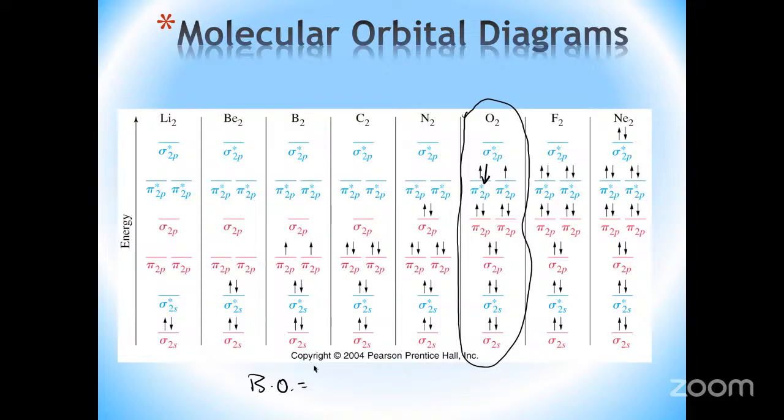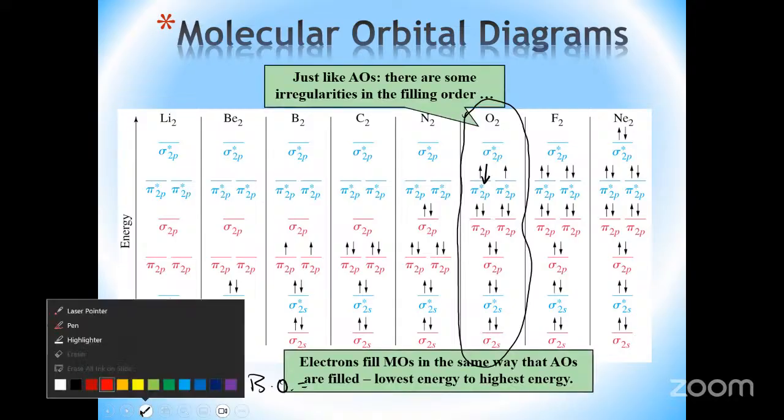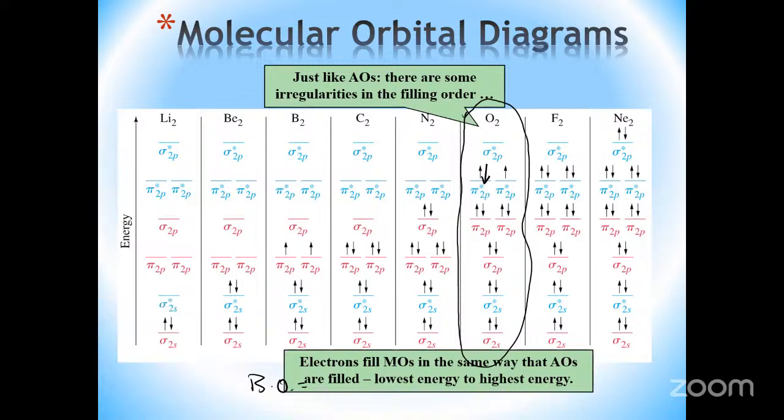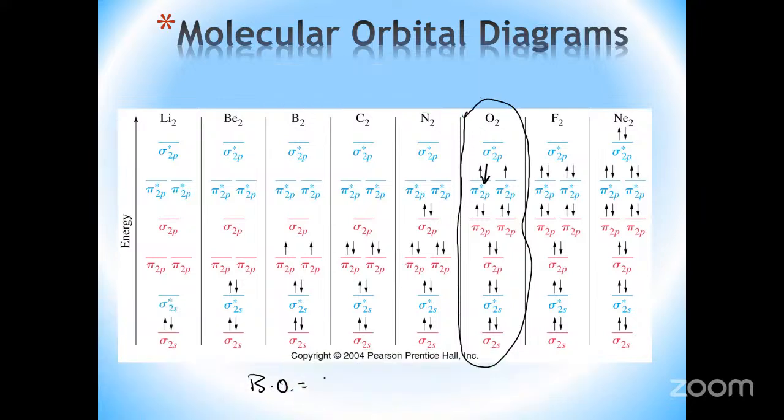So the actual number of bonding electrons here is 8. And what would be the number of anti-bonding electrons? Those will be occupying the orbitals which have a star associated with them.